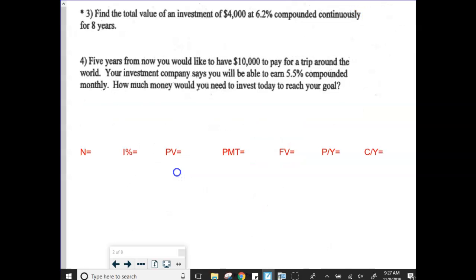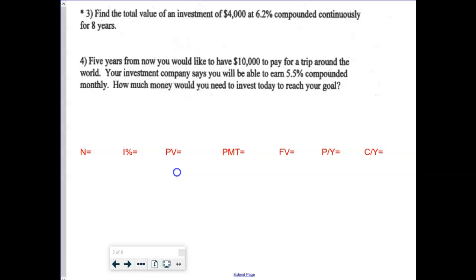Now, on number 4. I got a lot of problems with this problem, guys, okay? 5 years from now, you would like to have $10,000, cool, to pay for a trip around the world. I don't know how you're getting around the world, but I'm not sure $10,000 is going to cut it. You're going to be on a boat or something. I think you can go to Disney on $10,000 and go to Epcot.